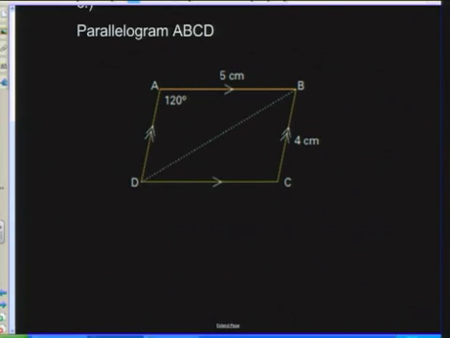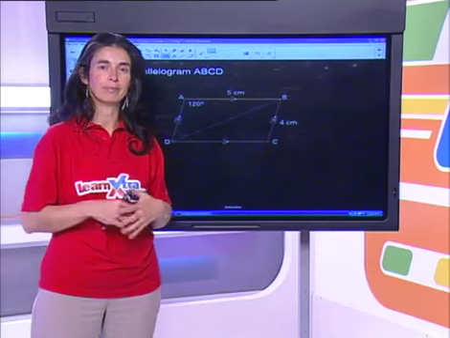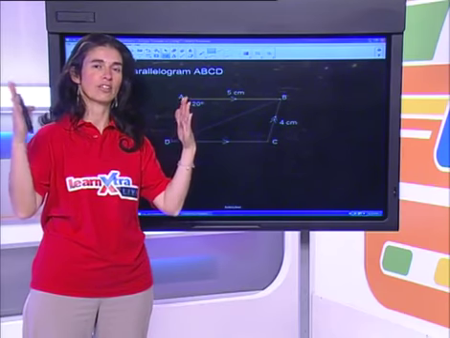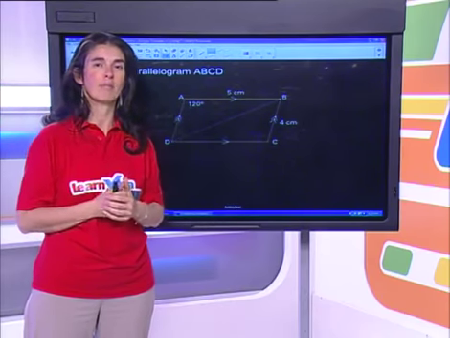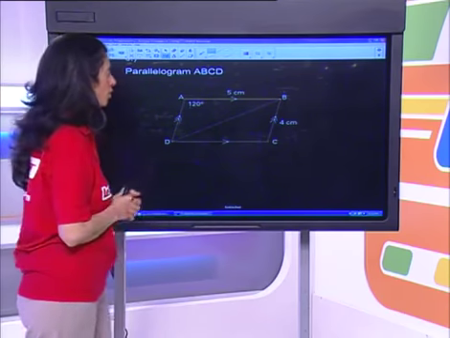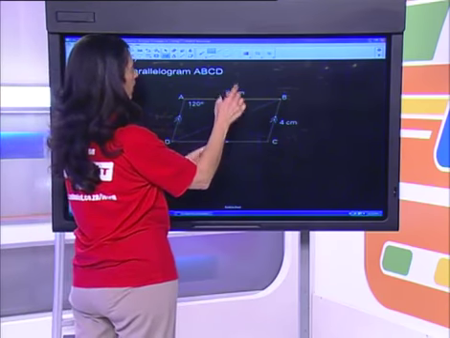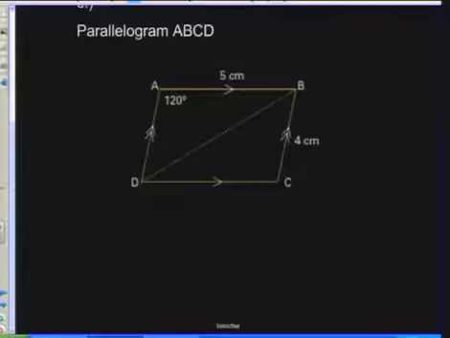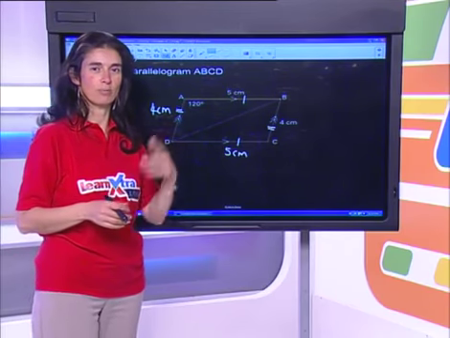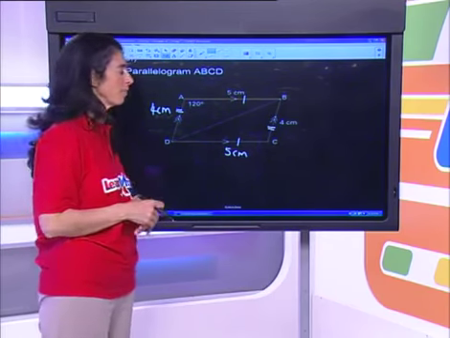Now, what do you know about the properties of a parallelogram? It's a beautiful shape where the opposite sides are parallel, but it has many other features as well. The opposite sides are also equal in length. So this length is equal to that length of 5 centimeters, and that length is equal to that length, which is 4 centimeters. Remember, pre-matric students, this is all from grade 10.